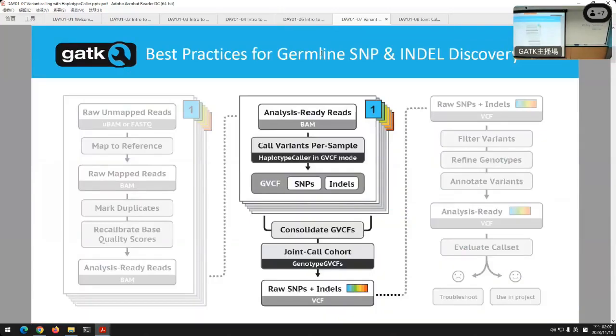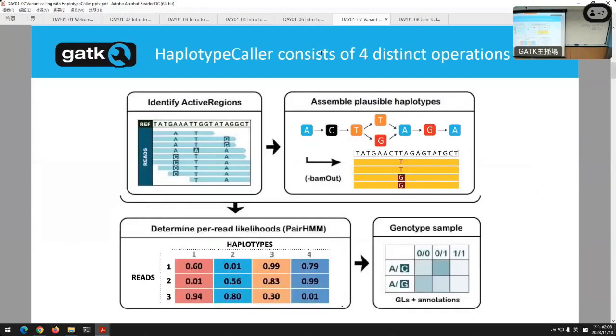Okay, so we're going to do that top middle section now. What you heard earlier from Emma was how you go from the raw data that comes off the machine, you align it, you remove duplicates, you do base quality score recalibration to fix the quality scores. So now you have a BAM file that's ready to be analyzed. So what do you do? There are 4 distinct steps at a high level for the HaplotypeCaller. I will go through the details of each of these steps. We'll go through each one of those.